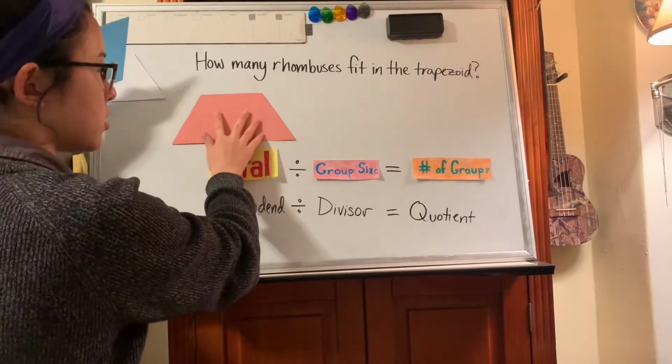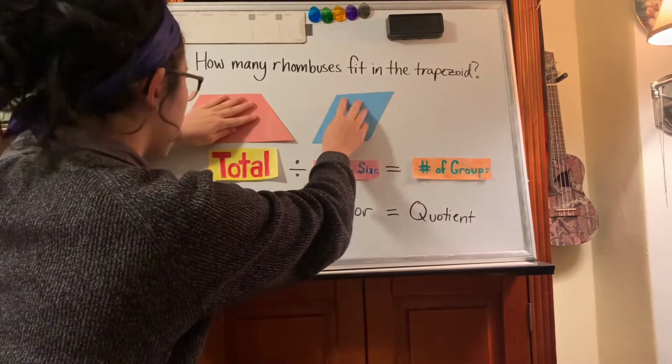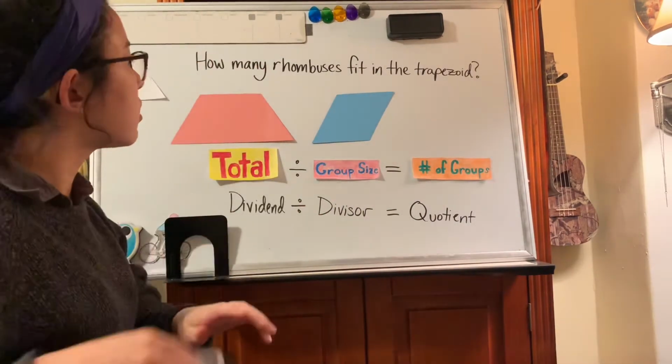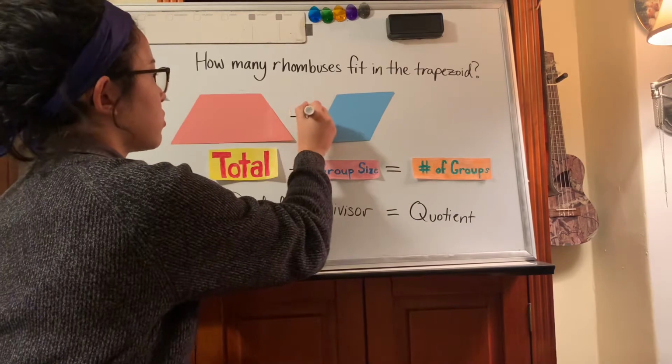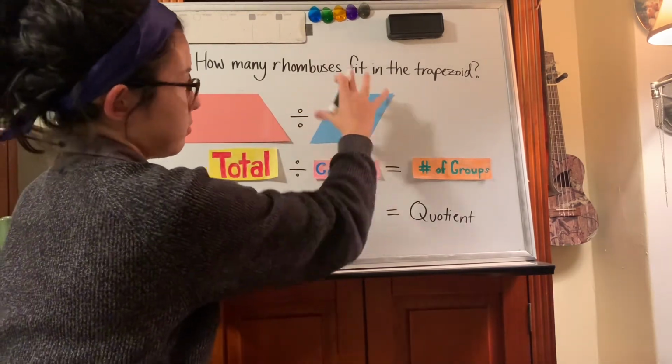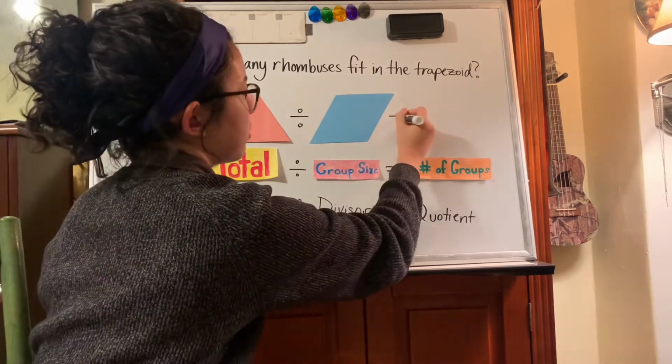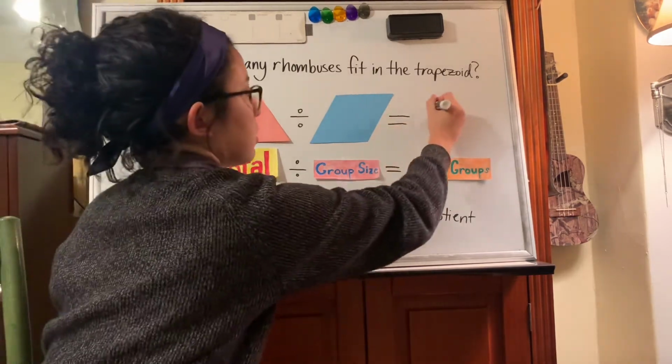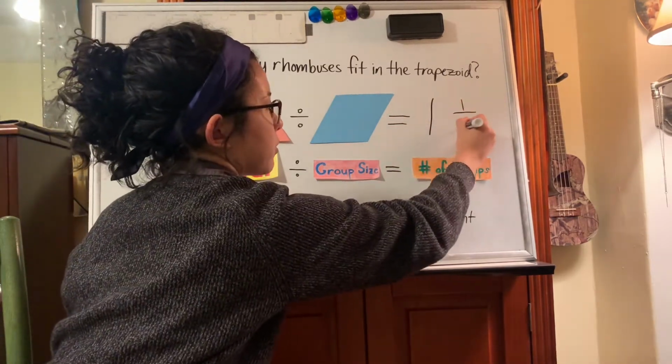So we could use these shapes to represent this division problem. A trapezoid is our total. We're dividing it into a group size of rhombuses. Those rhombuses are each one of the groups. This is the size of each group. And then the number of groups that we get is 1 1/2.